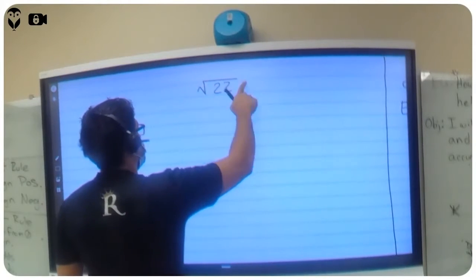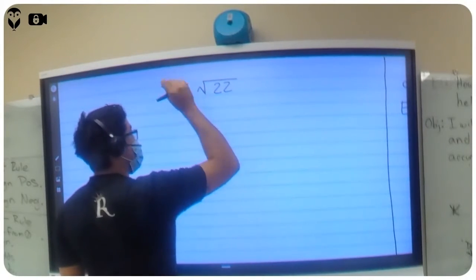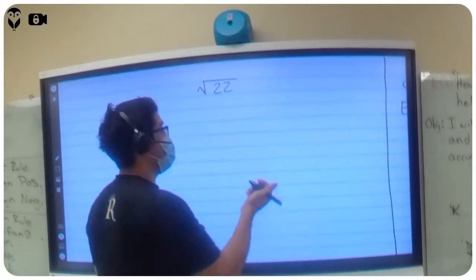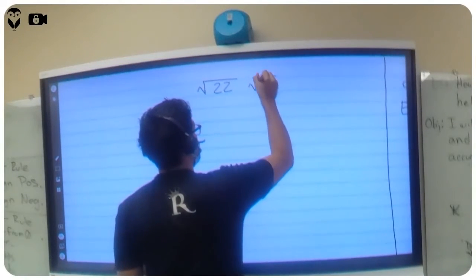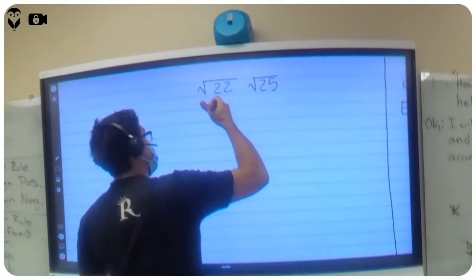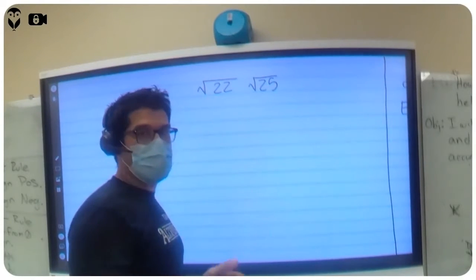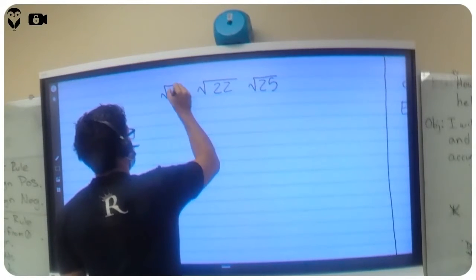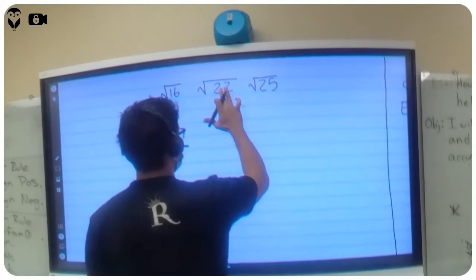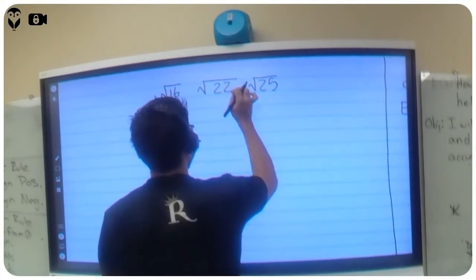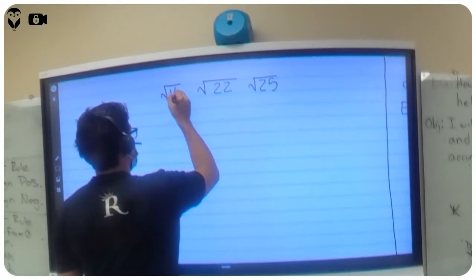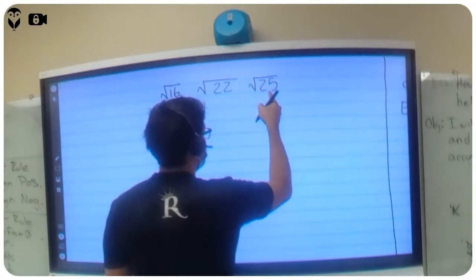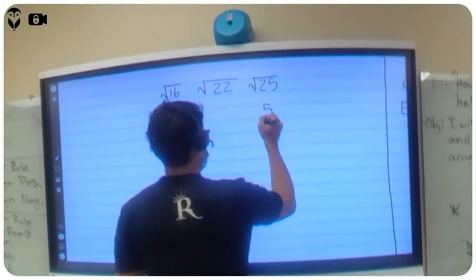Now, you're thinking to yourself, okay, what square root do I know that's near 22? I know the square root of 25. So the square root of 25 is over. That's too much, so it's less than that. What's the square root before the square root of 25? Square root of 16. So I don't know what the answer to the square root of 22 is, but I know that it's between the square root of 16, which is 4, and the square root of 25, which is 5.